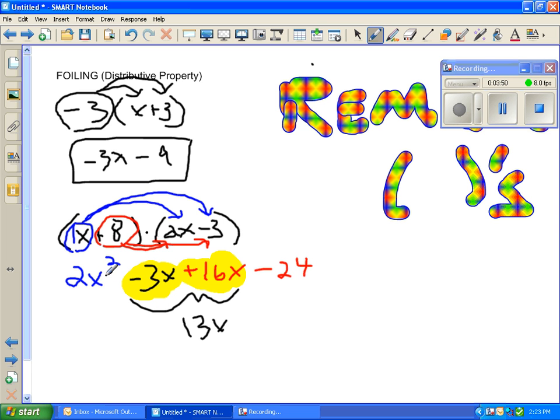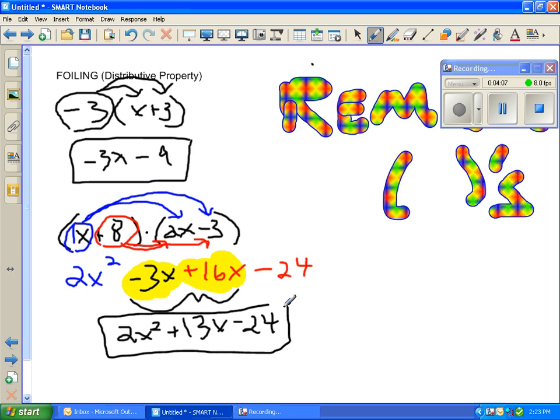13x. And here we have a positive 2x squared. Again, this is a positive 13x, so we'll put a plus. And then we have -24 left over. And that is how you do foiling. Box answer.